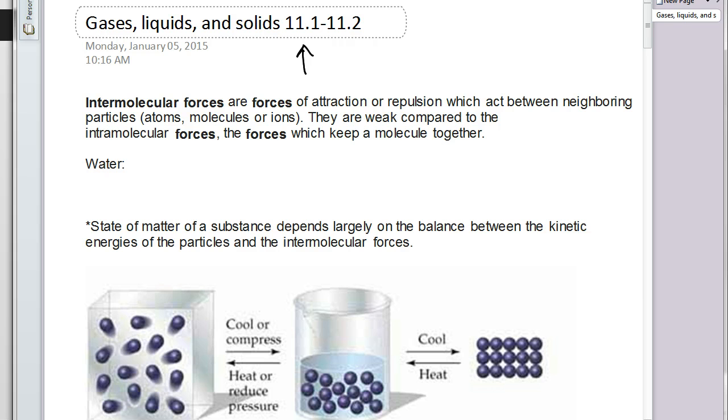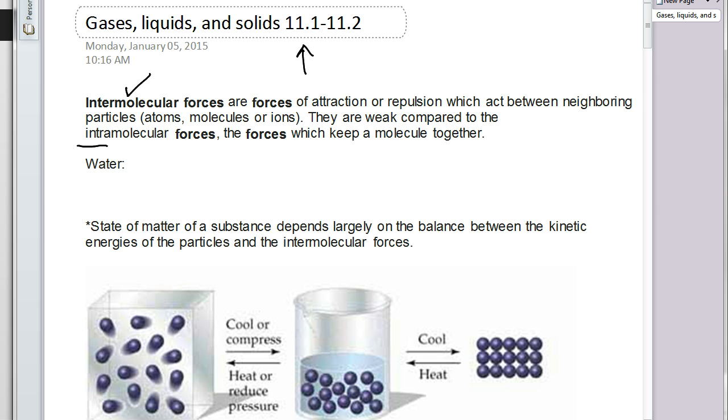So let's first start talking about intermolecular forces. Intermolecular forces are forces of attraction or repulsion, and we talk mostly about attraction, that happen between neighboring particles, and these could be atoms, molecules, or ions. And these forces are weak compared to the intramolecular forces that hold a molecule together.